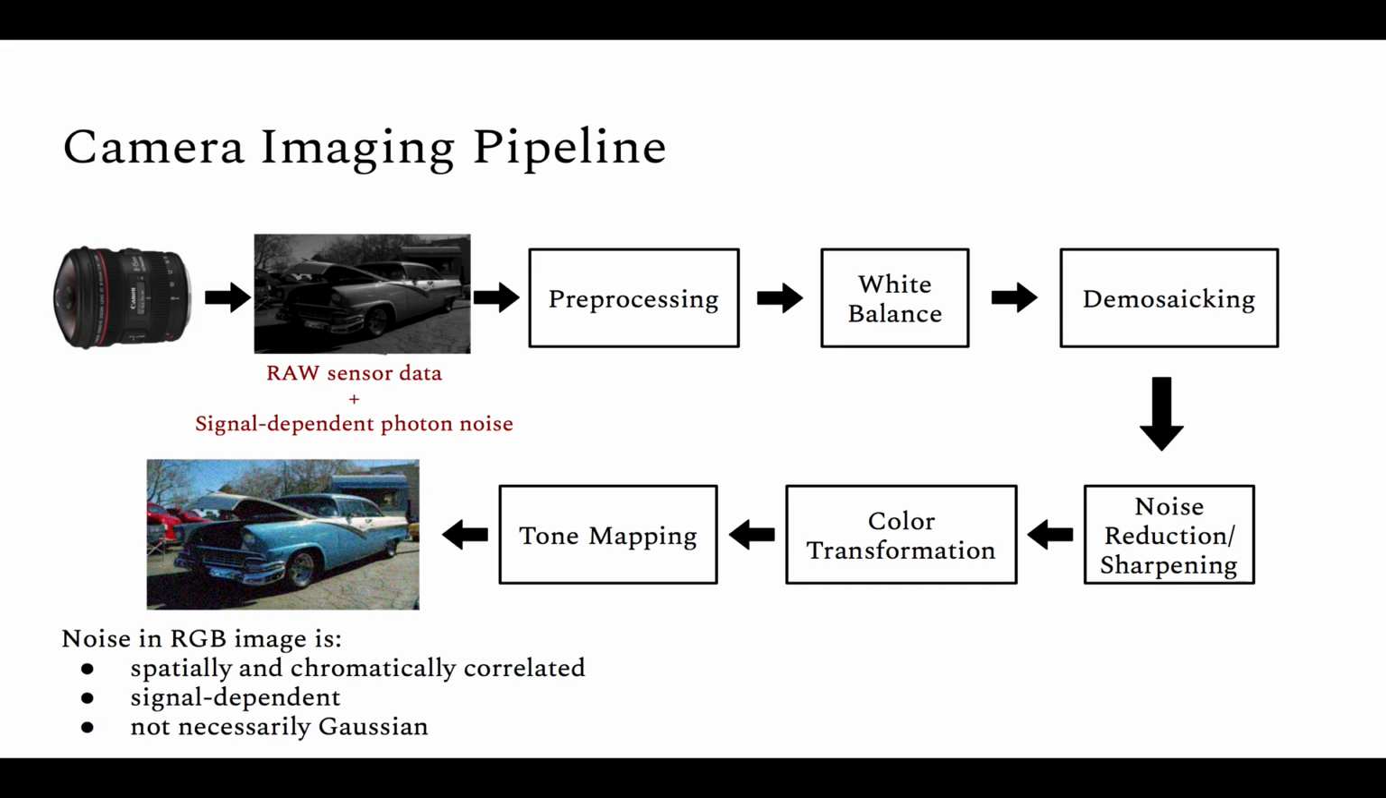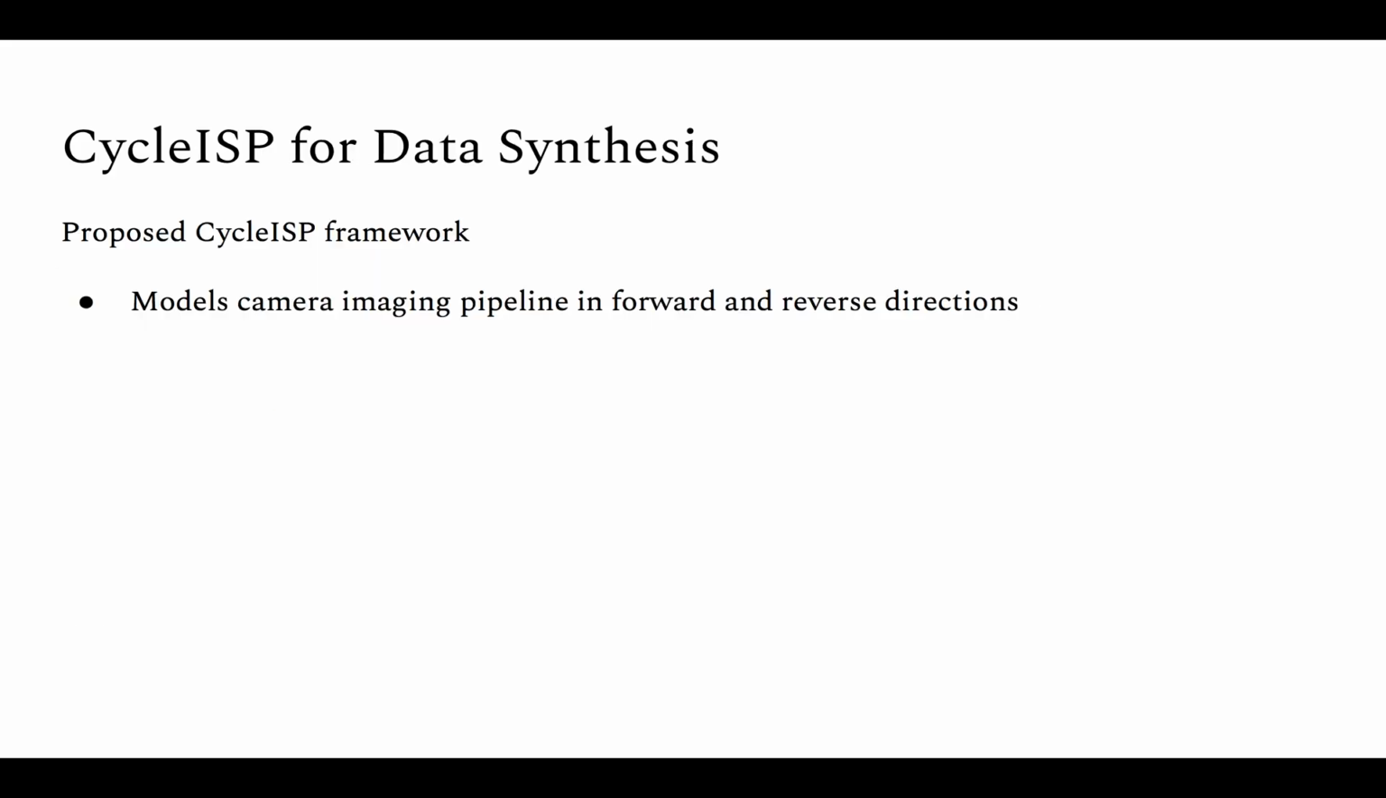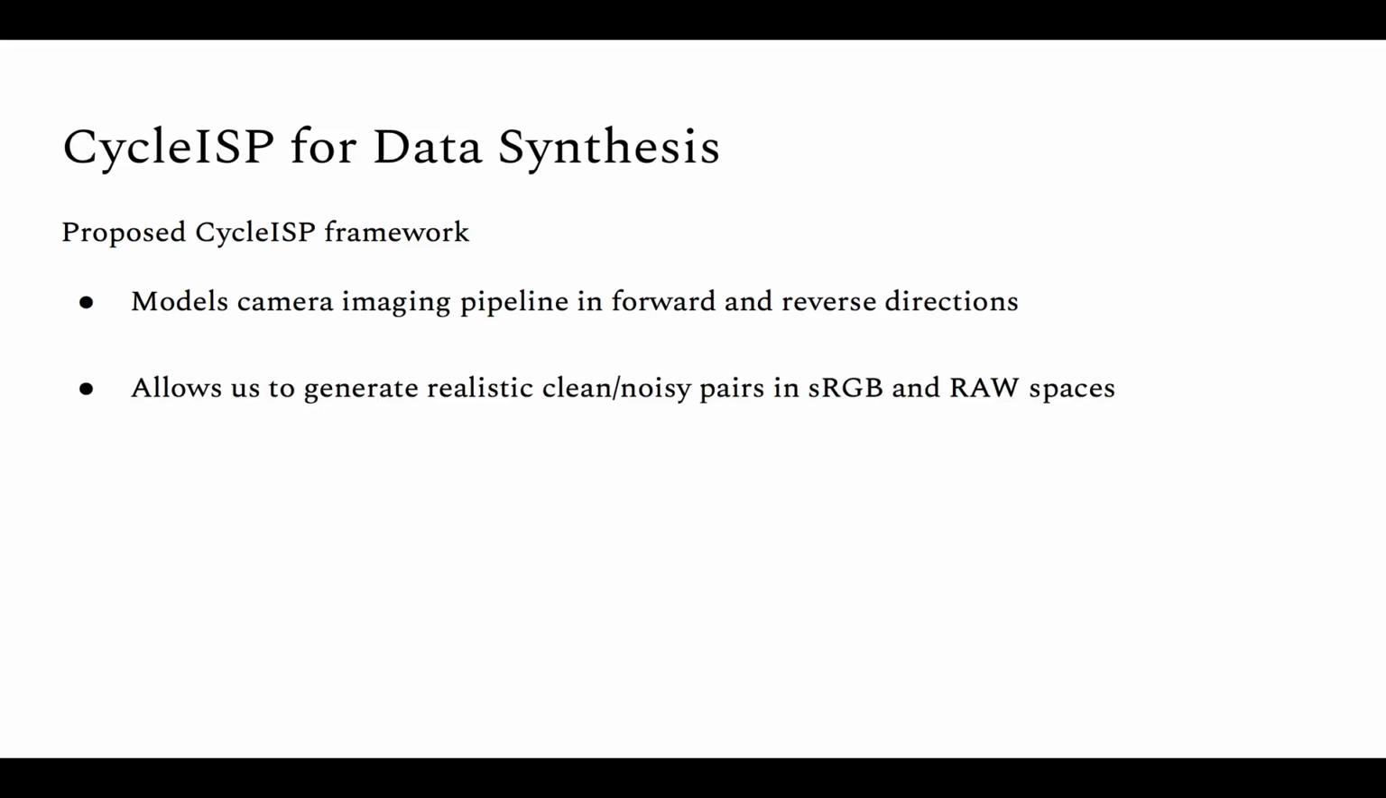It implies that for synthesizing noise in RGB images, we require more sophisticated noise models than the widely used additive white Gaussian noise model. Furthermore, these noise models should take into account the influence of camera imaging pipeline. We present CycleISP framework that models camera imaging pipeline in forward and reverse directions. It allows us to synthesize realistic noise data in sRGB and RAW spaces as follows.